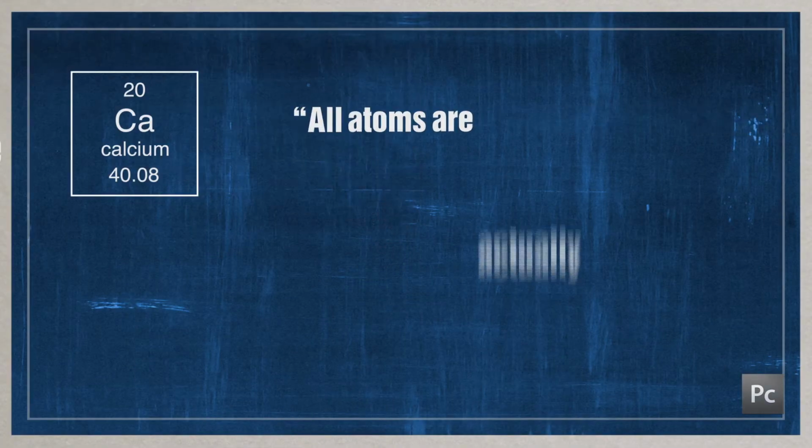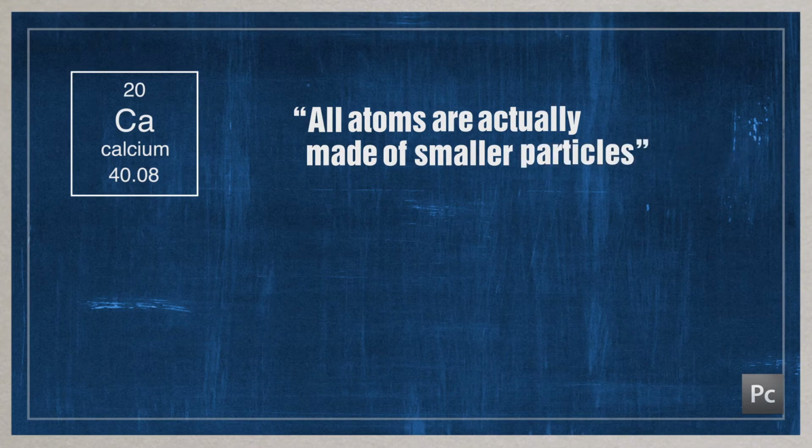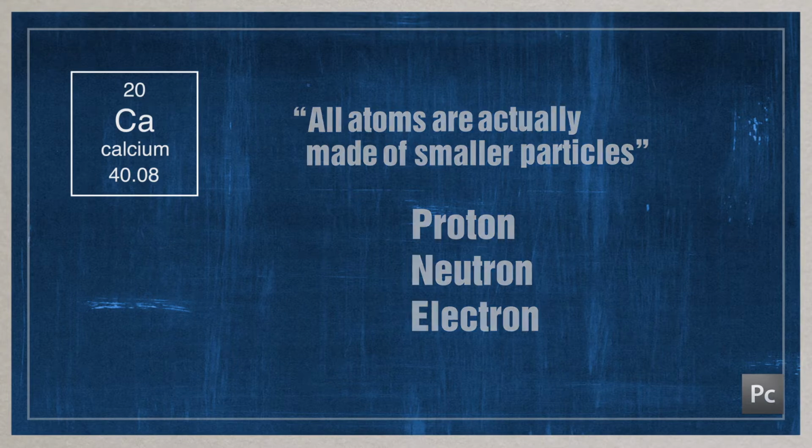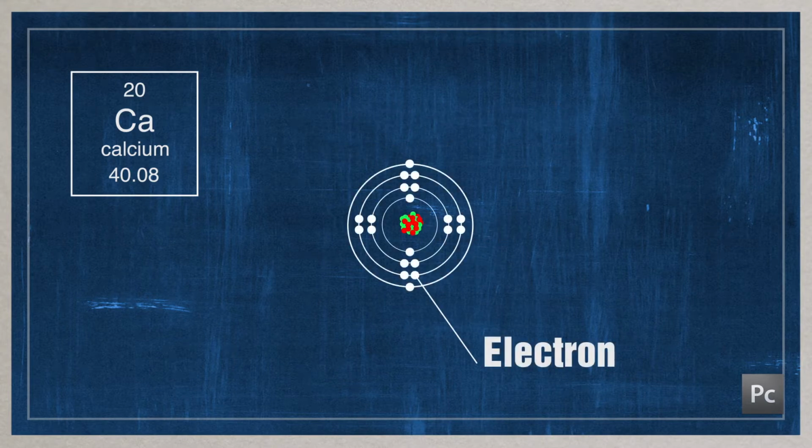All atoms are actually made of smaller particles. One of them is called the proton, one is called the neutron, and the other the electron. These particles are found in all atoms. How many of them depends on which atom type they belong to. You can see here that the electrons are constantly moving around this bit in the middle called the nucleus.